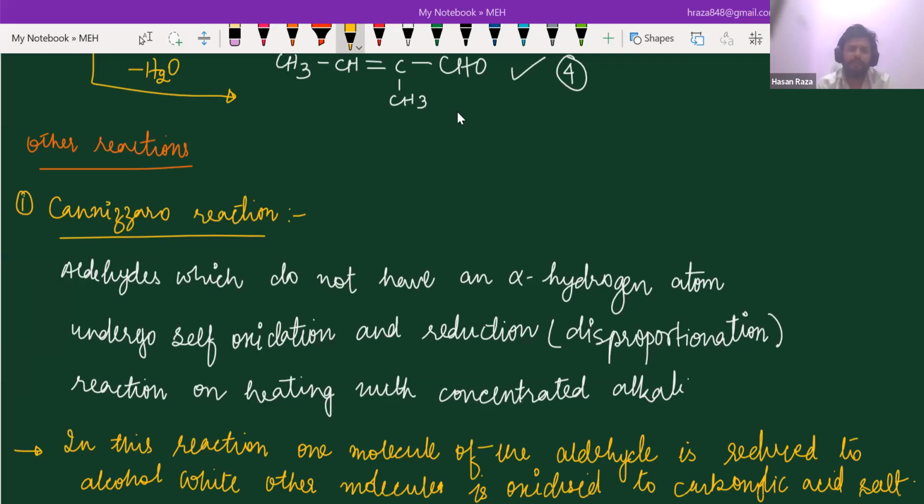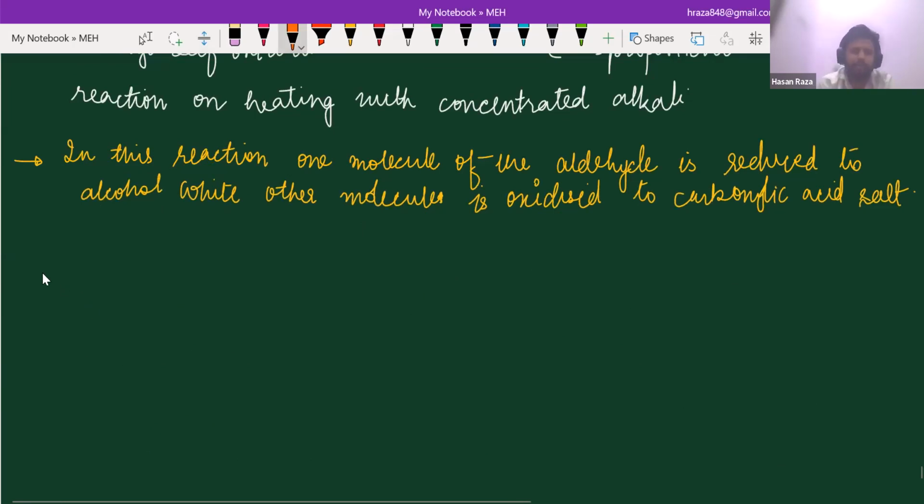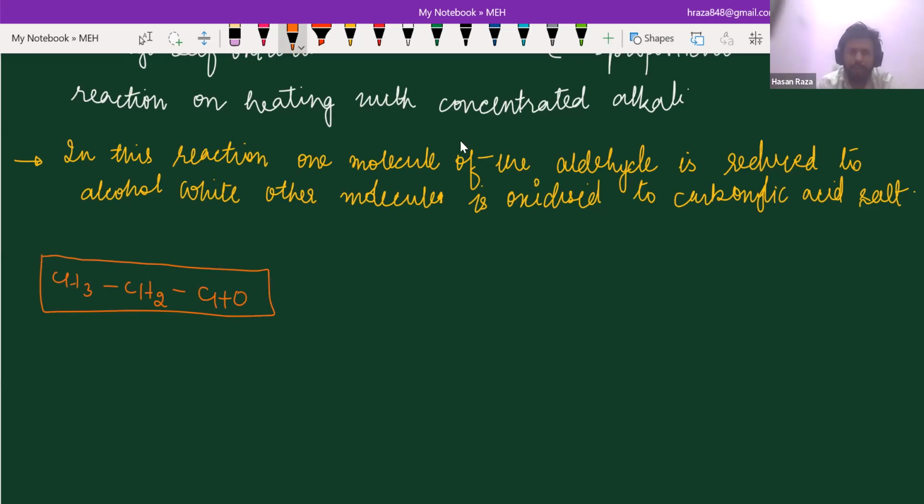Done. Very good. Now see what happens here. Can you tell me whether this aldehyde has alpha hydrogen or not? Can you recognize whether this aldehyde has alpha hydrogen or not? Both of you, please do let me know how you are going to calculate alpha hydrogen.